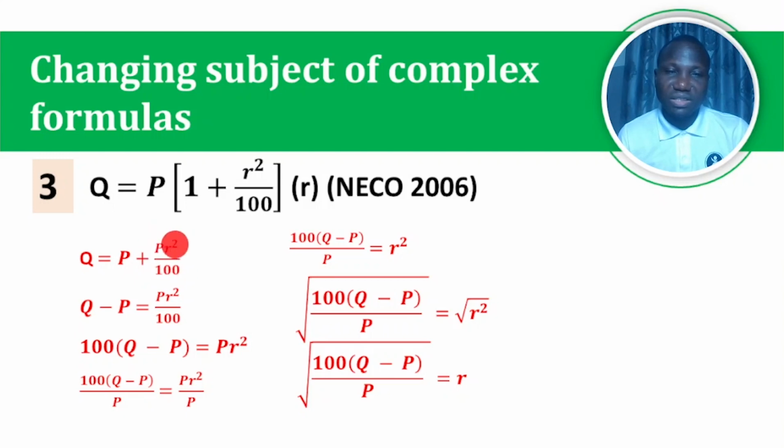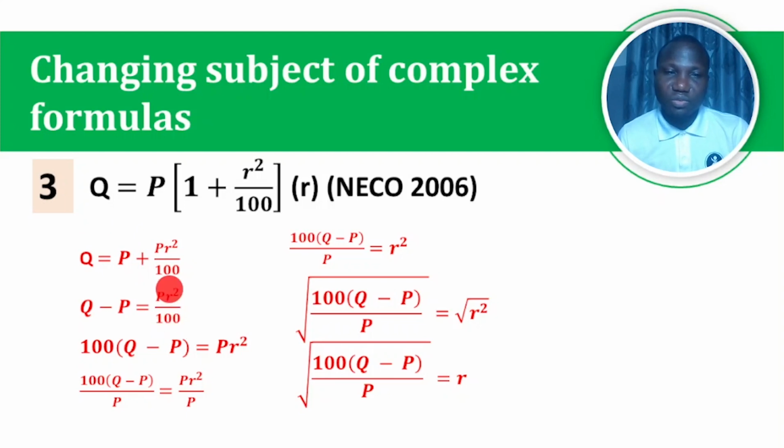Our subject is in this term. Now we have this other term added to where our subject is, so we have to remove this term. And to remove this term, we'll move it over to the left hand side. That will be minus p. So we have q minus p is equal to pr squared over 100.